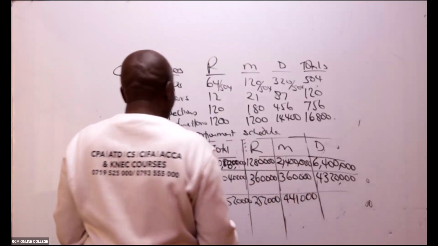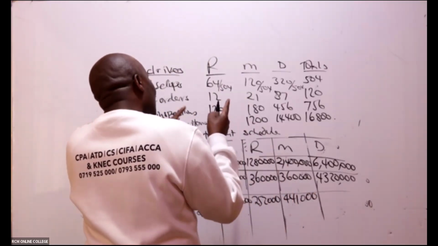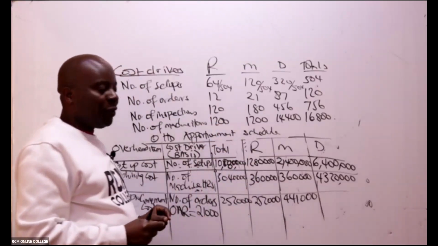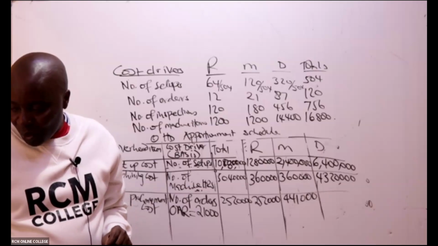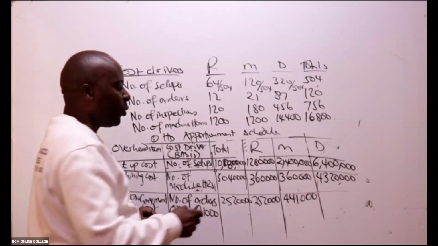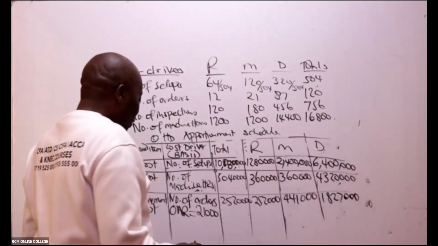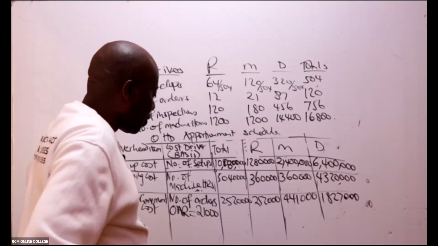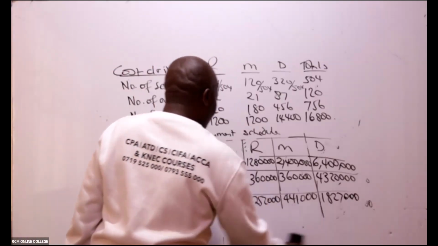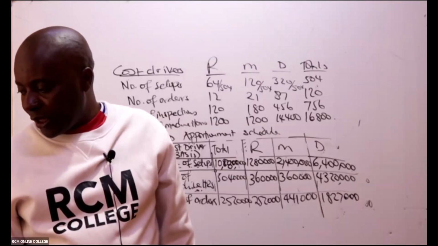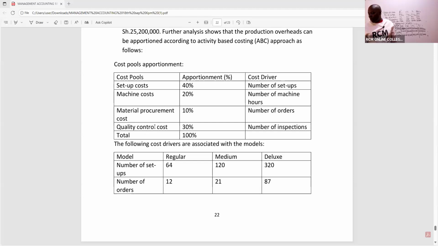And then, ladies and gentlemen, we have here 21,000 times 87. What figure are we able to get? 1827,000. So, ladies and gentlemen, once you have that, now you can go to the last section. The last section that we have here is a section for what? The last section is for quality control cost.